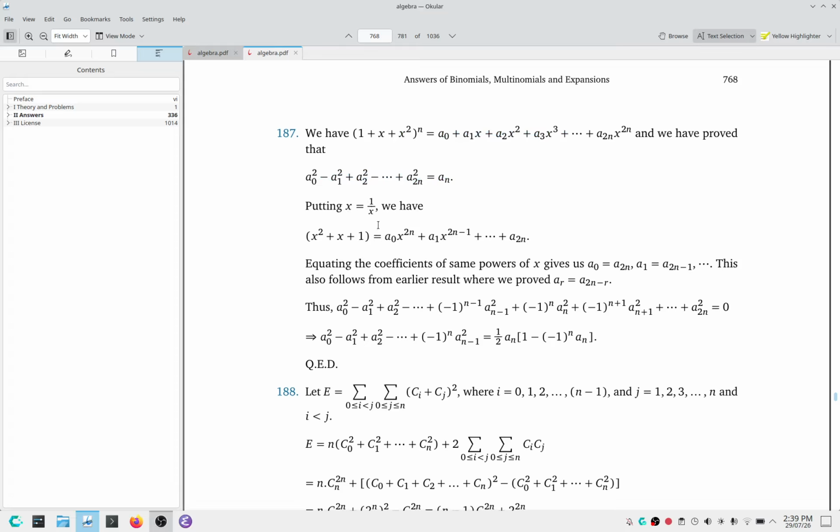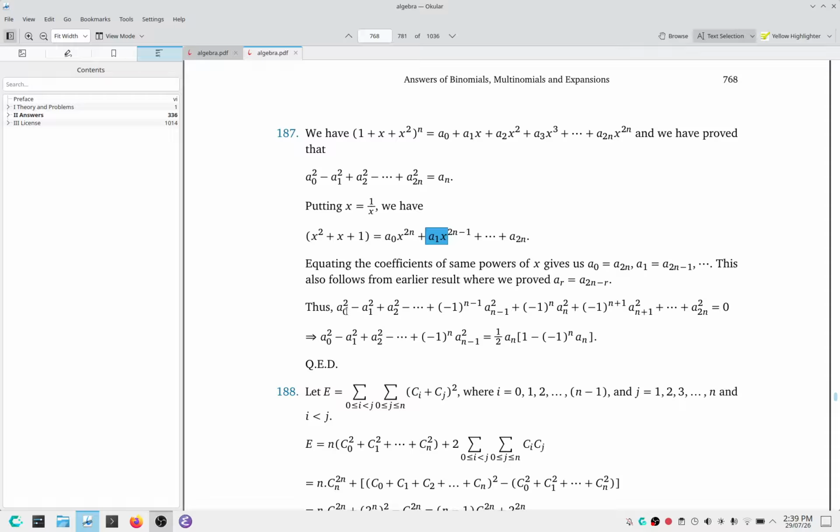Now we put x is equal to 1 upon x: (x squared plus x plus 1) to the power n is equal to a0 x to the power 2n plus a1 x to the power 2n minus 1 and so on. Equating the coefficients of same powers of x gives us a0 is equal to a2n, a1 is equal to a2n minus 1 and so on. This also follows from the earlier result where we proved ar is equal to a2n minus r.